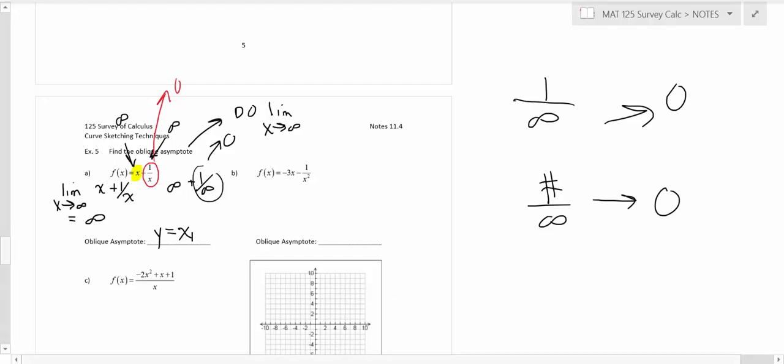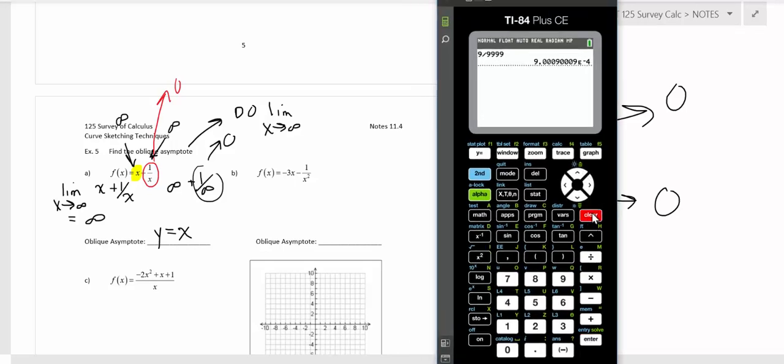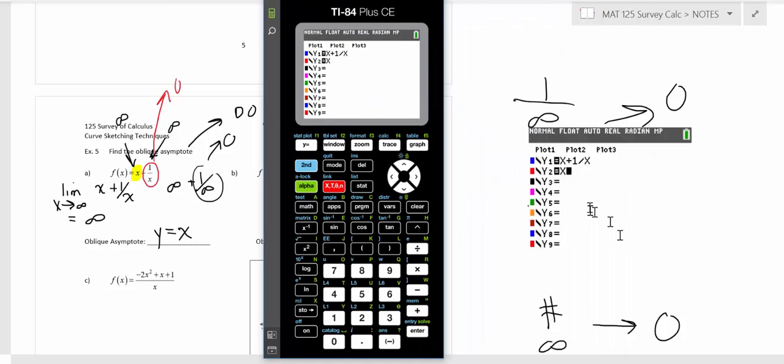Okay, now let's put this in the calculator because it'll help you to understand what I just did and what we're after here. So please do this with me. If you brought your calculator, let's just put this in, and just put it in like this. You just put in x plus 1 over x. Okay, then I want you to also go to y2 and just put x in because that's the oblique asymptote. So you just want to put that in, do a standard window, and we'll see if this helps you make sense out of what I just did.